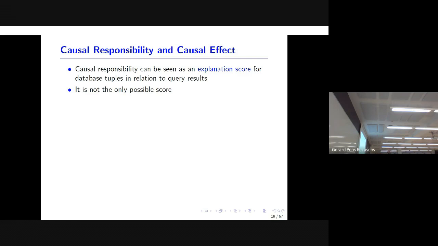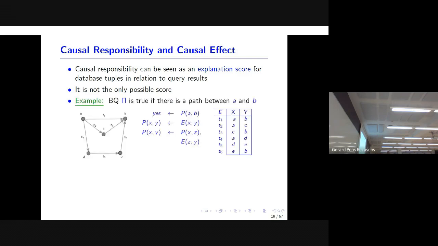So it is not the only possible score, and let me show this example here. This is our database, basically these connections in the graph. You can forget the table and look at this. You have connections between tuples, right? So this is tuple T2, a connection between A and C. A and B, T3. So these are the tuples that we find here. Concentrate on the graph. You don't need to look at the table.